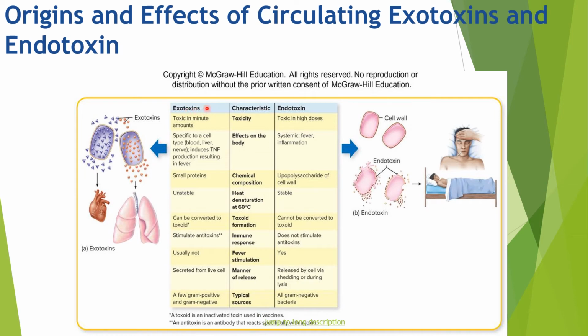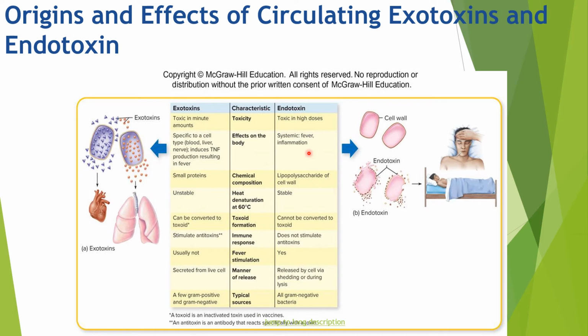Exotoxins can be produced by both gram-positive and gram-negative bacteria, while endotoxins are produced by gram-negatives. So gram-positive bacteria will not produce endotoxins because endotoxins are part of that outer membrane of the gram-negatives, right? They are part of that lipopolysaccharide, and therefore only gram-negatives will produce the endotoxins. Exotoxins, as I said, can be produced by both gram-positive and gram-negative, and they're basically proteins that the bacteria releases. In terms of the effects of these toxins on the body, endotoxins are systemic.